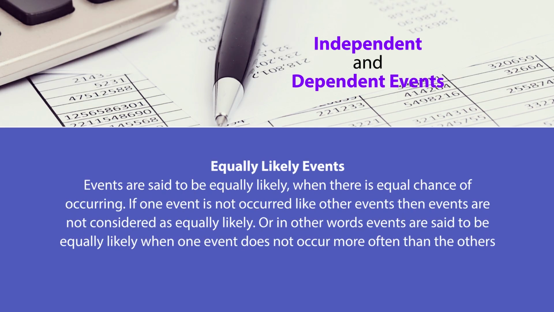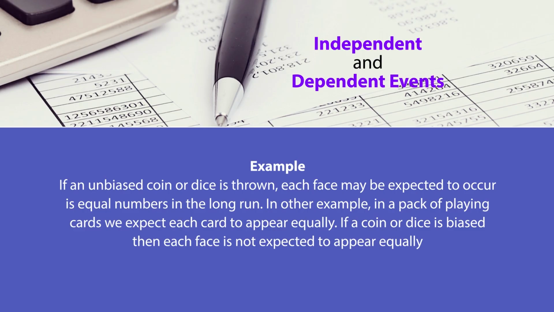Then there are equally likely events. Events are said to be equally likely when there is an equal chance of occurring. If one event occurs more than the other events, then the events are not considered equally likely. Or in other words, events are said to be equally likely when one event does not occur more often than the others. There are certain examples which can support this particular statement.